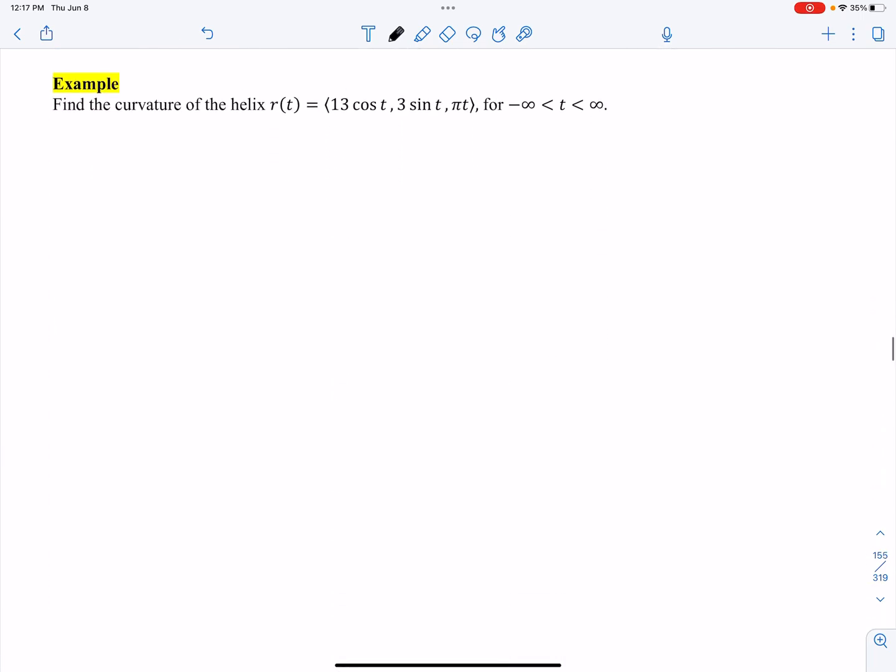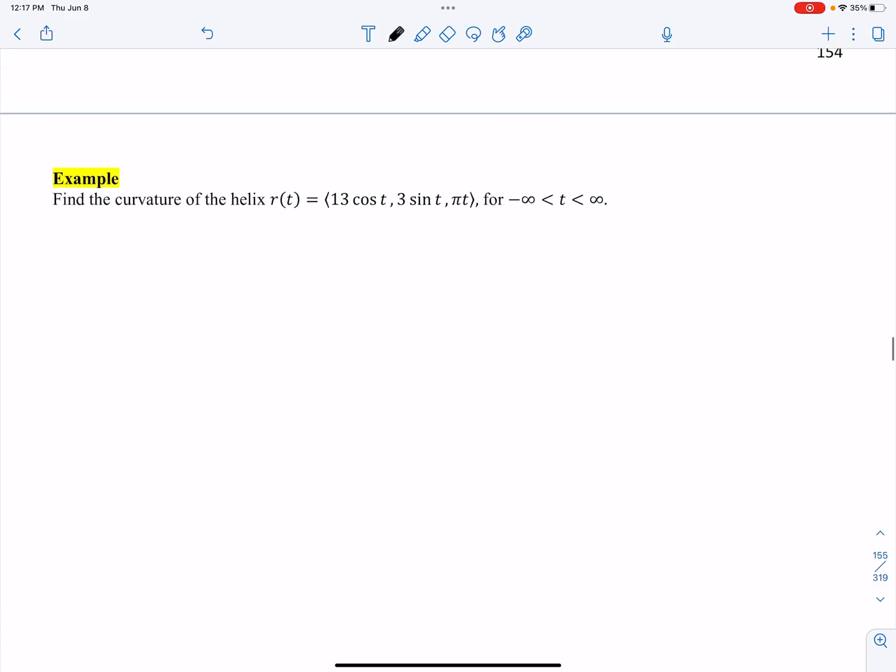Okay, let's do another one. So now we have a helix, like a DNA strand, right? Just a single path. They give me that, and they want us to find the curvature. So I'm going to write down that formula. Curvature is equal to the magnitude of r prime t crossed with r double prime of t over the magnitude of r prime of t to the third. So I need to find each case now.